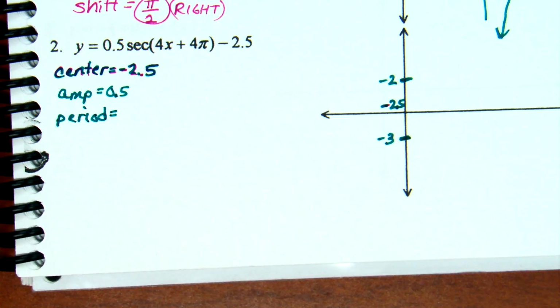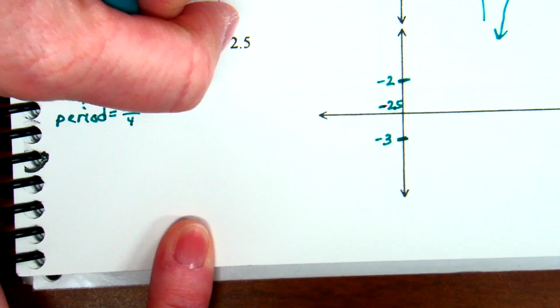It is. Okay, what about a period? Two pi over 4, because it's 2 pi over b, and that's the number in front of x, which then becomes pi over 2. So it's not going to be very tall. It's not going to be very long or wide.